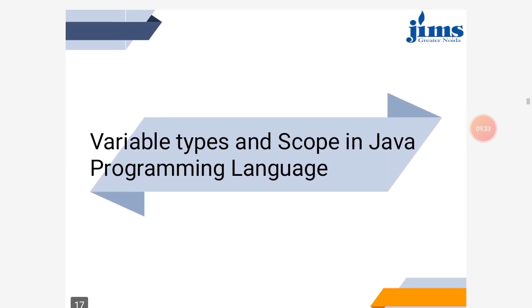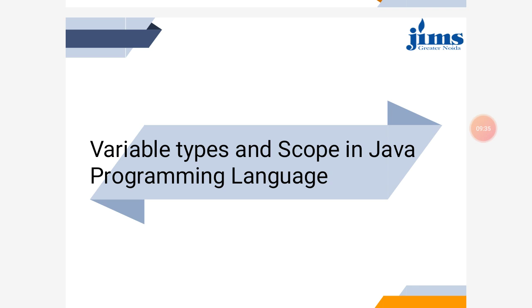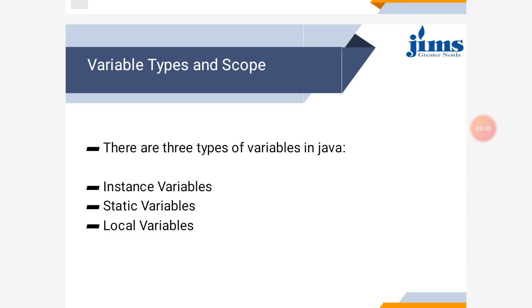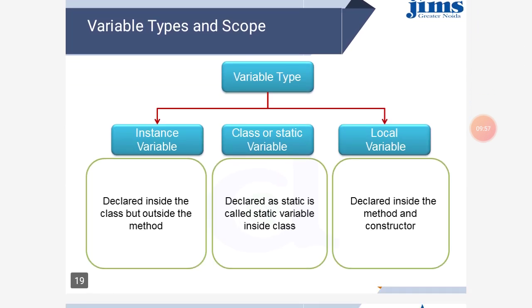Now we understand variable types and scope in the Java programming language. Variables are of three categories. One is instance variable, second one is static variable, and third one is local variable. And to understand instance variable, we need to understand classes. So in this diagram, we are categorizing variable types in Java into instance variable, class or static variable, and third one is local variable.